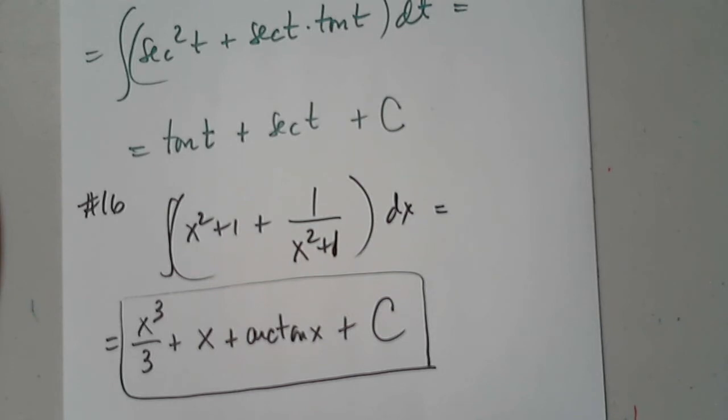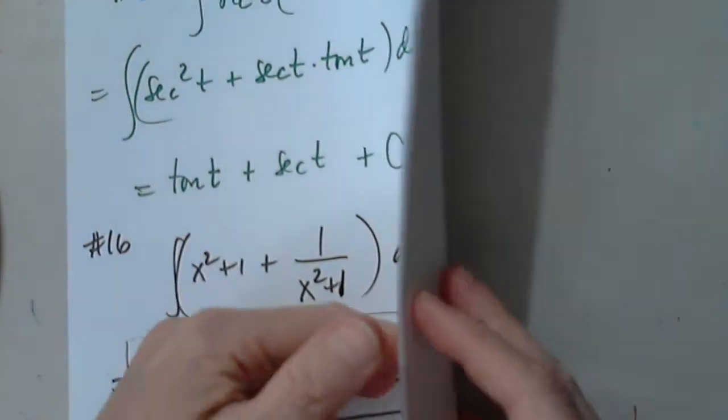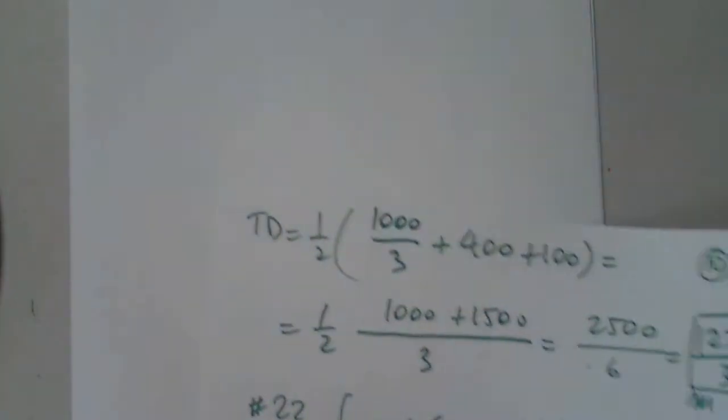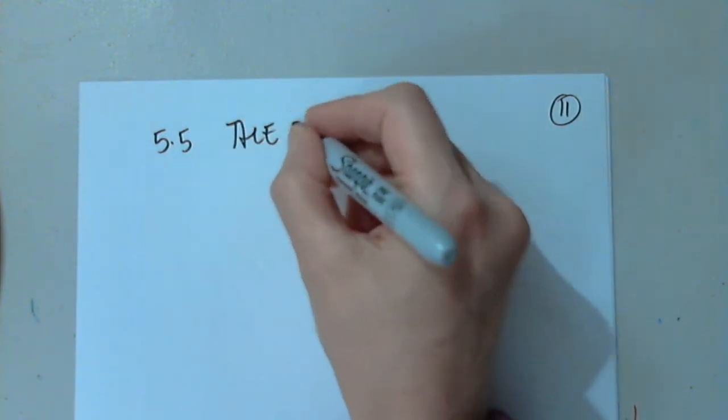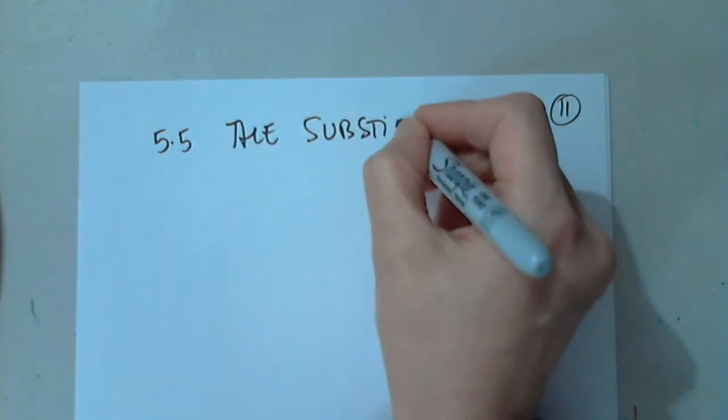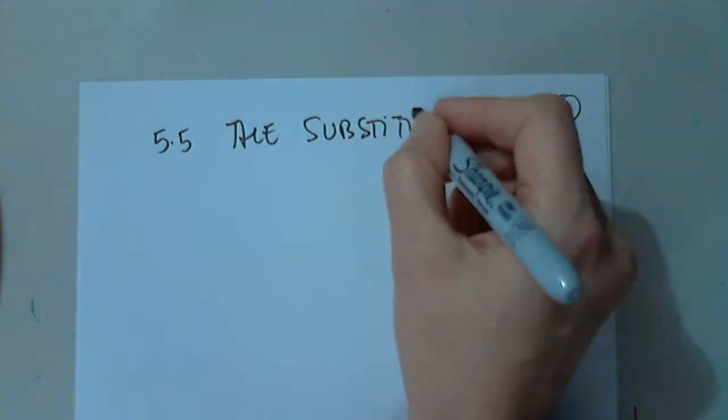Okay. Final section. I promise no more new material after this. So I'm on 11, yes. So 5.5, the substitution rule.